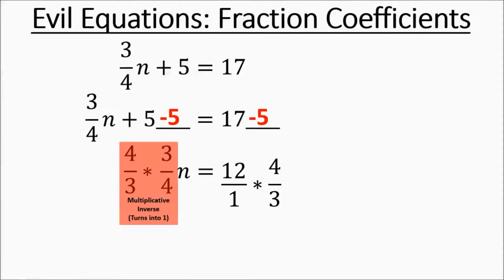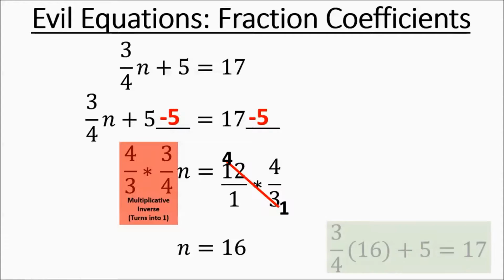And over here we can do some more cross-canceling. Now you might not always be able to do cross-canceling, but a lot of times you will. It makes life easy when you do it. So you're going to divide both sides by 3, and you get 4 and 1. You don't need to worry about the denominator anymore, because 1 times 1 is 1, and 4 times 4 is 16. So when you plug n back into the original problem, if you do 3/4 times 16 and then add 5, you do get 17. It all works out.